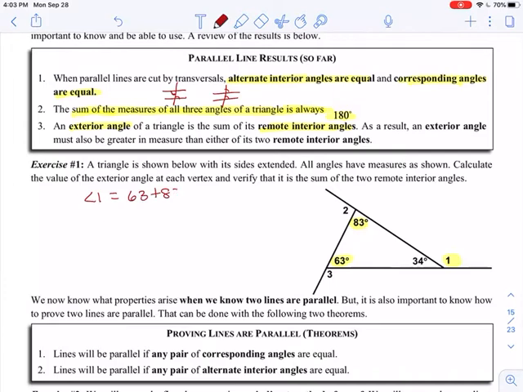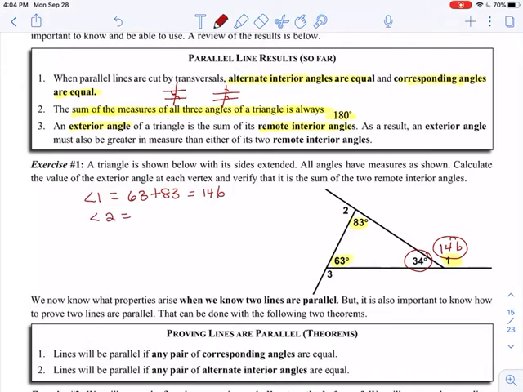So angle 1 is equal to 63 plus 83, which equals 146. All right, so angle 1 is 146. Now, let me just double check right here. Look at the 34 and the 146. They form a line. That means they need to equal 180. And look, they do in fact equal 180. So the fact that these two form a line and they equal 180 is one way to find angle 1. And the second way to find angle 1 is that it is an exterior angle. It's equal to the sum of those two interior angles.